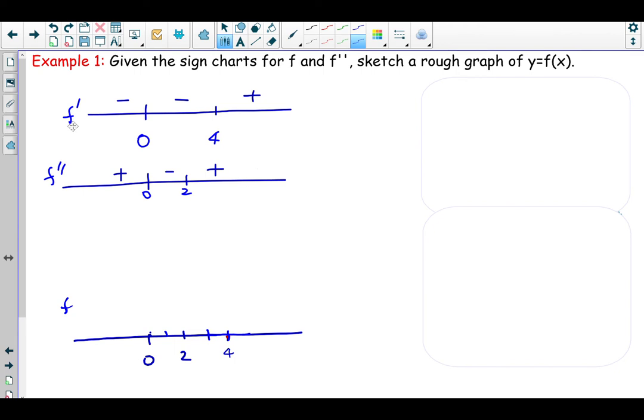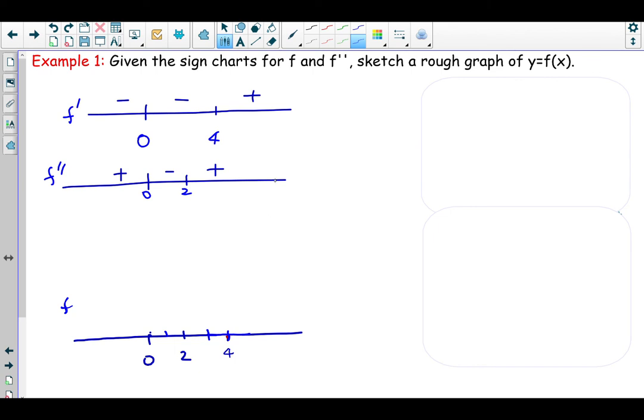Okay, so let's suppose that we're given that the sign chart for first derivative f prime is minus minus plus, meaning it's negative over the first two regions you see here from negative infinity to 0 and 0 to 4, and it's positive from 4 to infinity. And suppose that the second derivative is positive from negative infinity to 0, negative from 0 to 2, and again positive from 2 to infinity.